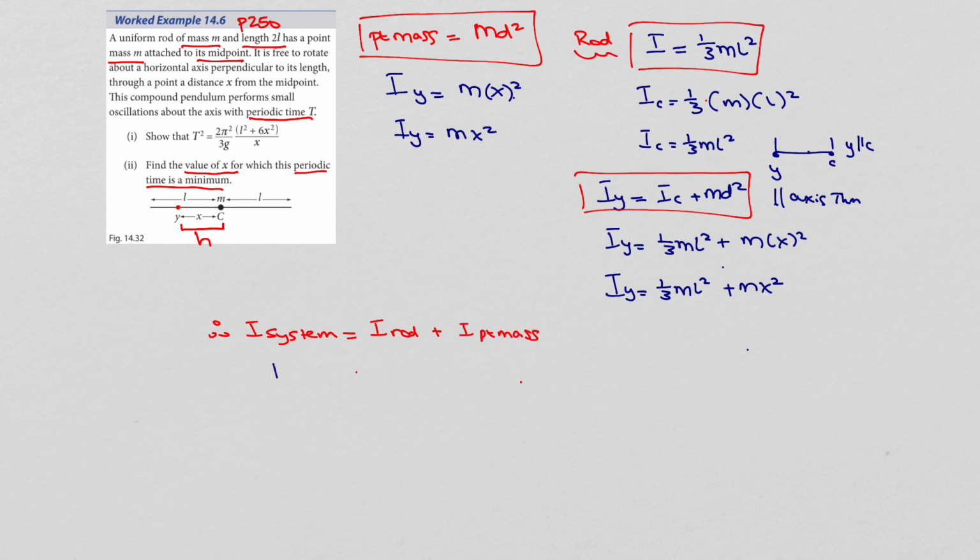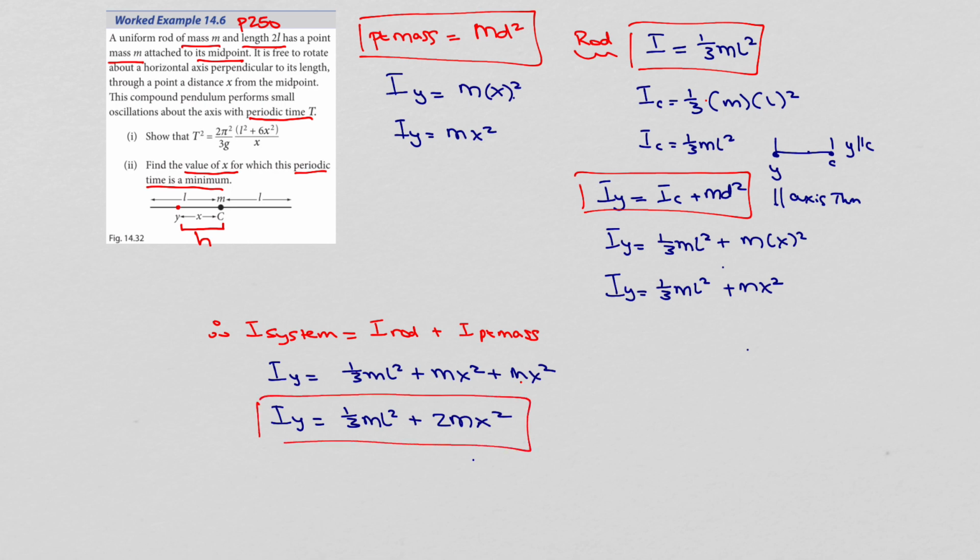So the moment of inertia of the system through y is going to be a third ml squared plus mx squared plus mx squared, which gives us a third ml squared plus 2mx squared. Okay, so now we're ready to get our periodic time.